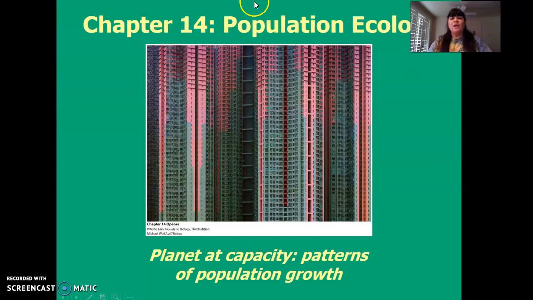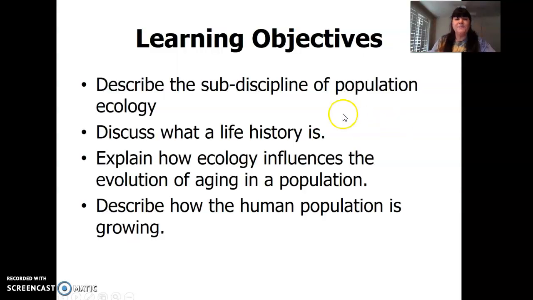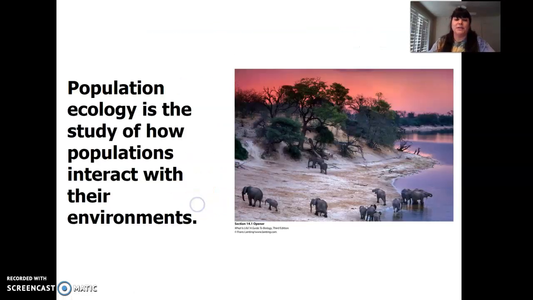All right, so this picture, it's huge towers of apartment buildings, so a bunch of people living here. We in California don't see this, but in major cities, there are people all together. So what's happening to our planet? Is our planet at capacity? And it says patterns of population growth. So this particular chapter is focusing on populations, okay? So we're going to describe what a population is, life history, ecology, influence, evolution in a population, human population. What's happening to the human population?